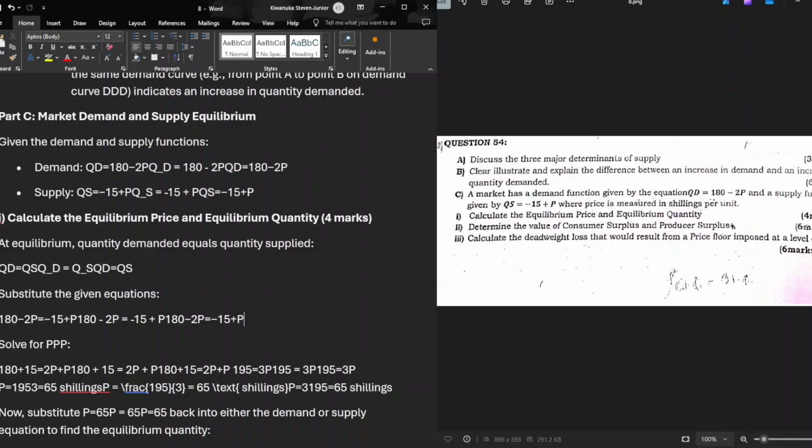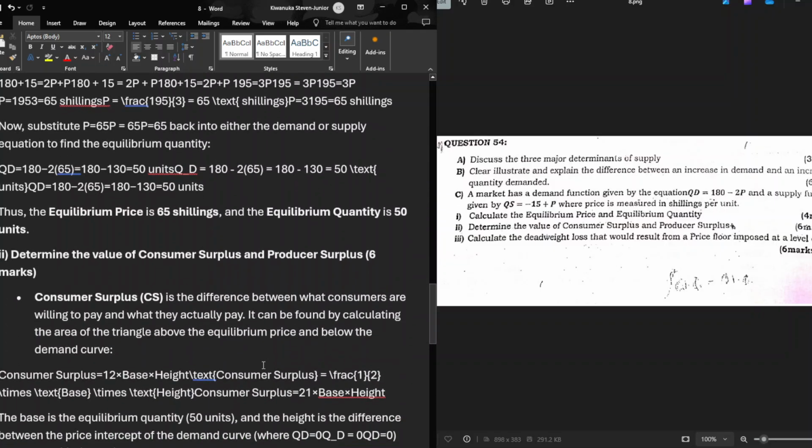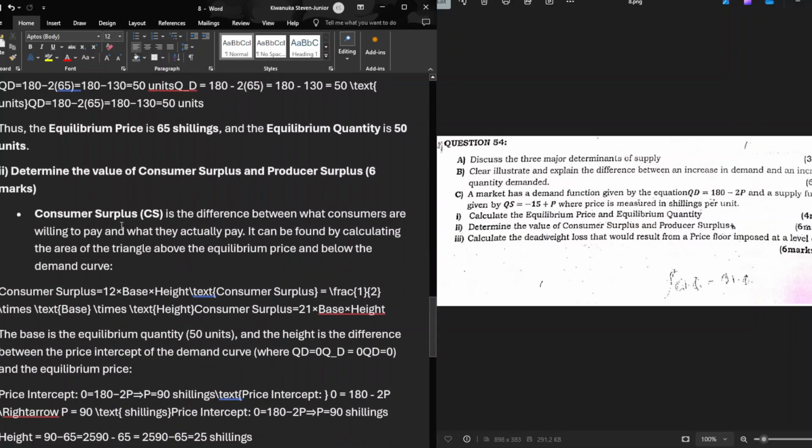Then determine the value of the consumer surplus and producer surplus. So now we should be conversant with producer and consumer surplus, how they are illustrated, because that is the first step to getting these things. The consumer surplus, we said, is the difference between what the consumers are willing to pay and what they actually pay, or you can define it as the extra benefit a consumer enjoys from paying less than what he expected to pay. I think you get that idea.